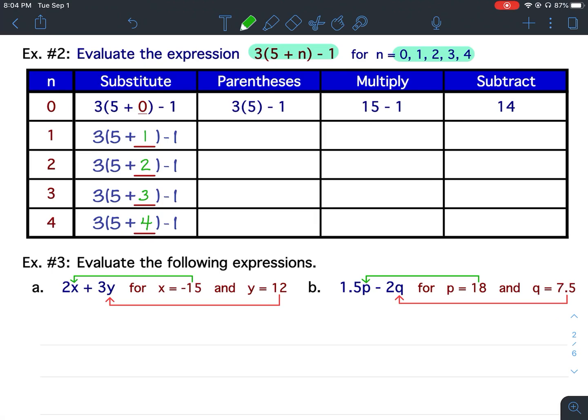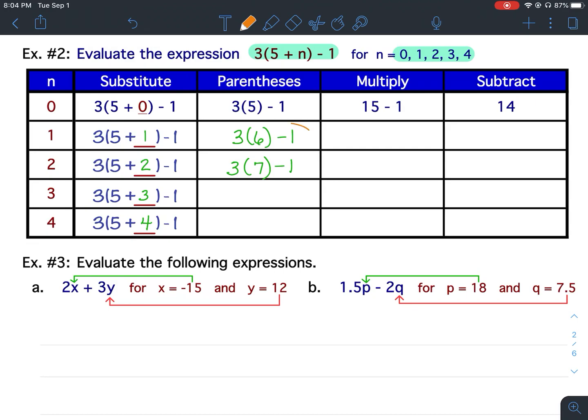All right, I'm going to start by doing what's in the parentheses. So 5 plus 1 is 6. So for this one, I would have 3 times 6 minus 1. I'm going to go down to the next one. So we've got in the parentheses 5 plus 2. 5 plus 2 is 7. So this is going to be 3 times 7 and then minus 1.